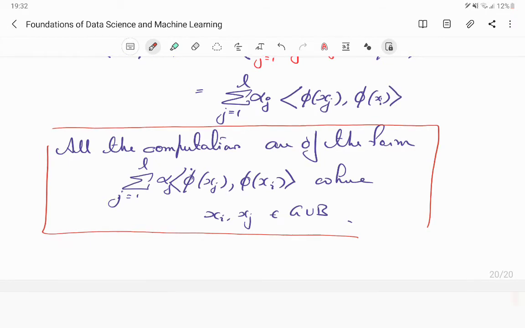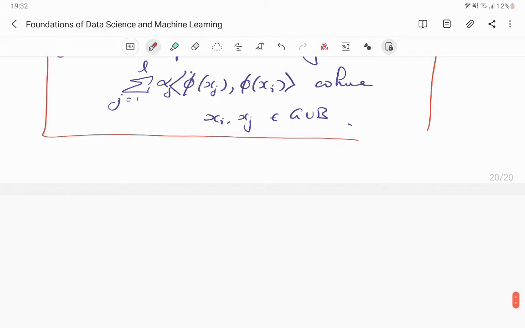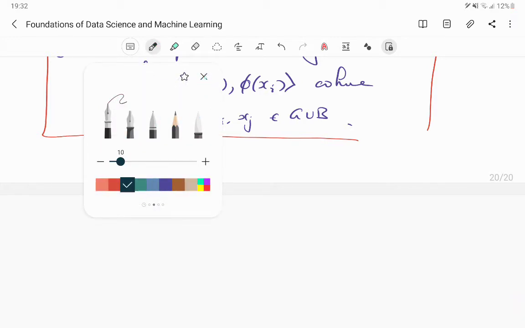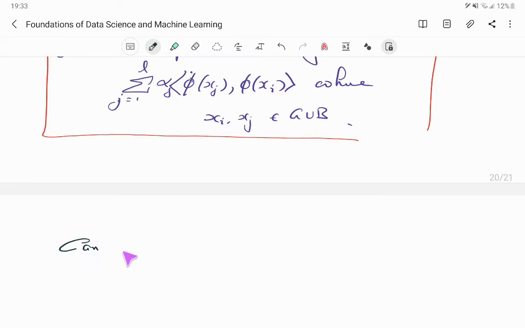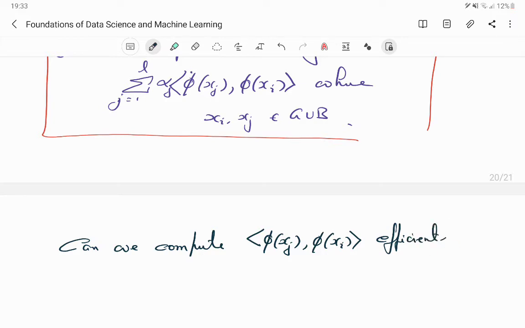How does it help in terms of computation? The question we should ask is, can we compute the inner product of phi of xj and phi of xi efficiently? By efficiently, what do I mean? I can compute phi of xj and phi of xi, and then the inner product will take capital N time, right? But what I want is to do it in a much faster way. By efficiently, I mean in time or steps independent of this capital N.